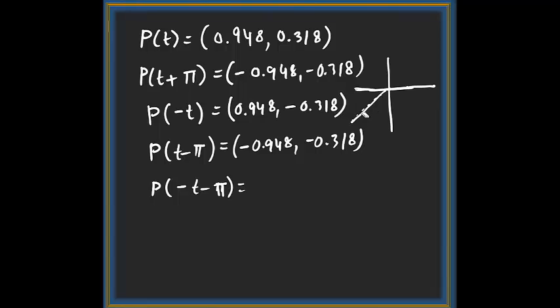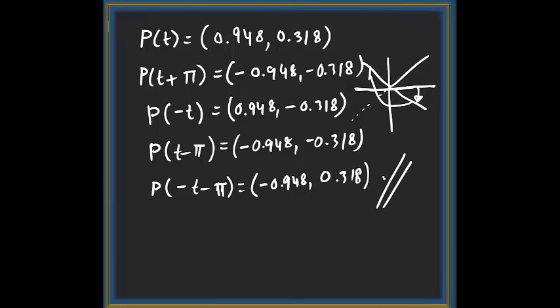Now next you are going negative t minus pi. So where is my negative t? If t is here, negative t will be here. And then you have negative pi, so it is going another pi units. So then it goes here. That means you are in quadrant 3. Sorry, second. In the second quadrant, cosine is negative. So the first will be negative and the second will be positive 0.318, and we are done. That's simple. You just look at the terminal side and then change the sign accordingly.